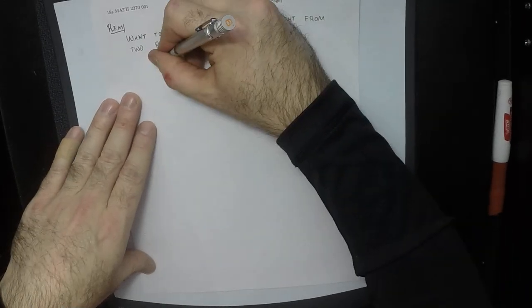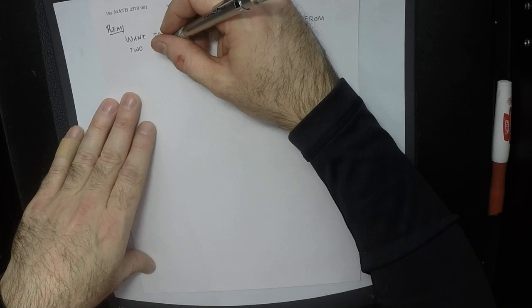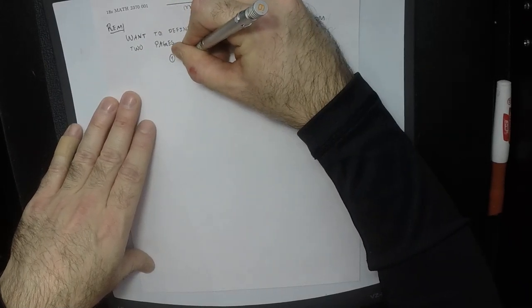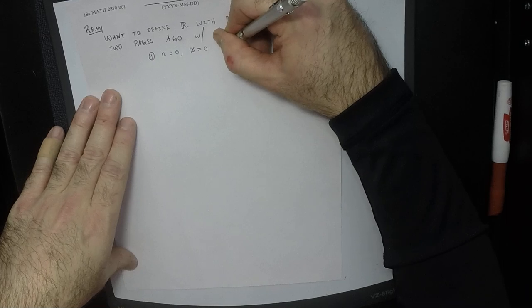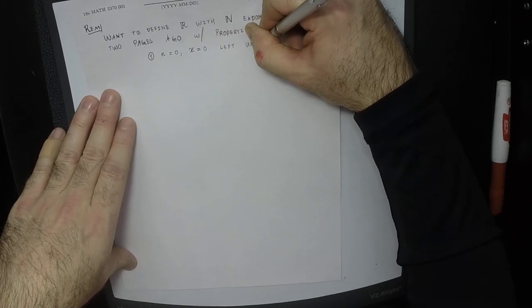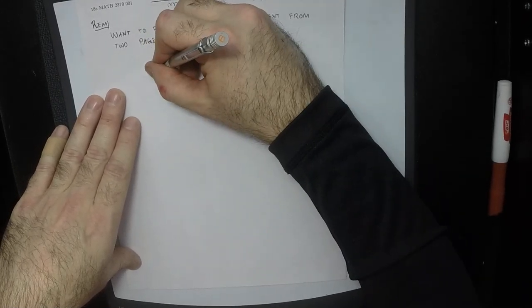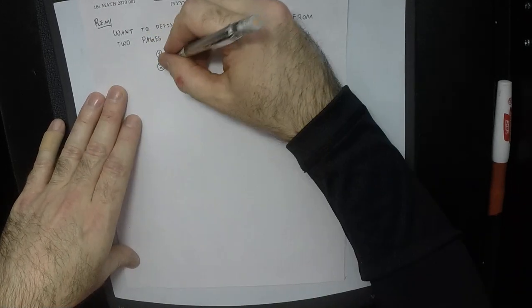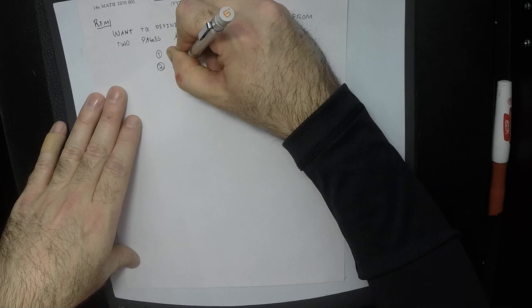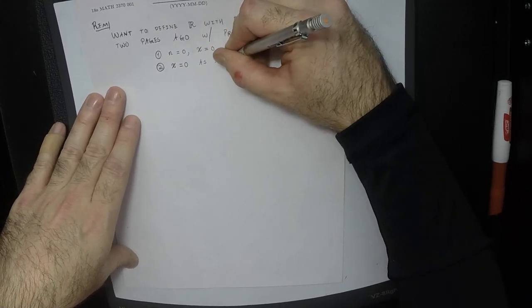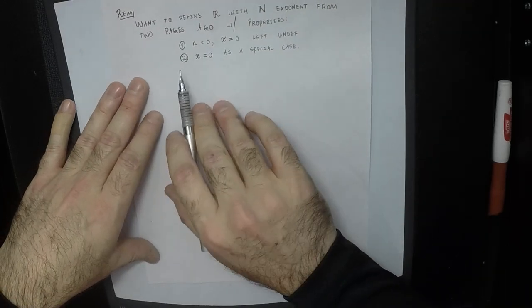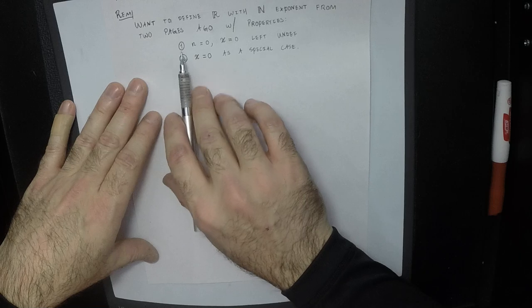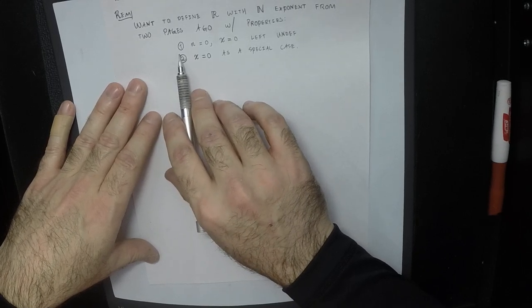What am I trying to say? If n is 0 and x is 0, I want this to be left undefined. And 2, I want you to have x equal to 0 as a special case. And I take the convention that because item 2 occurred after item 1, in order for item 2 to be true, that means that item 1 is not, meaning that x is 0 and n isn't.